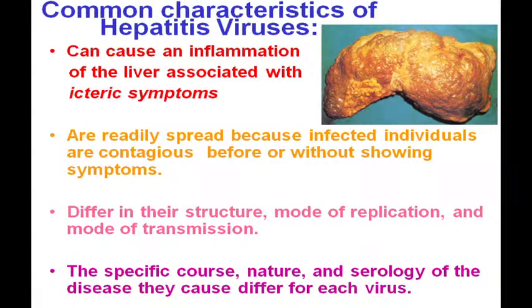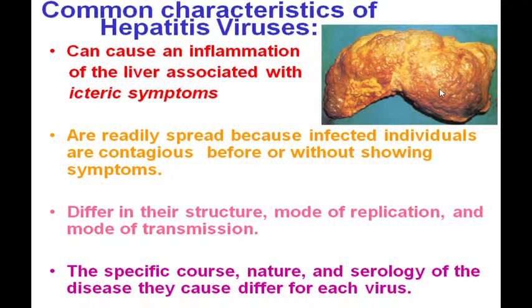So then we may see the very common so-called icteric symptoms, and you can see the liver damaged with the hepatitis virus. The icteric symptoms are usually connected with the skin, mucous membranes, and eyes discoloration or yellowing of them, nails, and also changing of some biochemical characteristics of the blood.